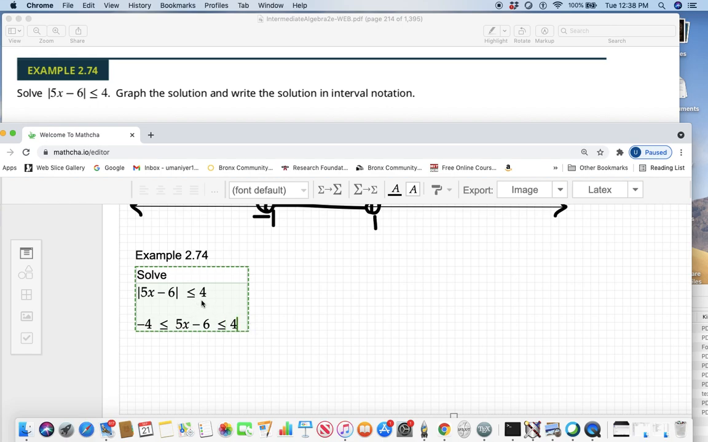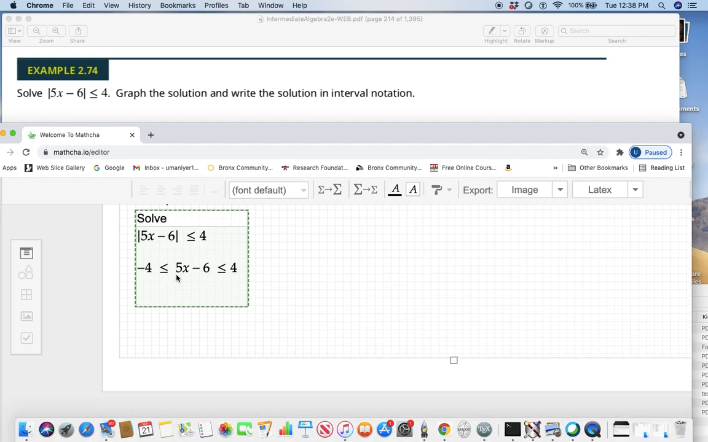So what did we do? We took the 4, wrote negative 4 here, positive 4 here, and the expression in between. Remember, this is less than or equal to, and that continues. This does not work for greater than or equal to, okay? It's only for less than or equal to. At this point, I can solve for x. So there are two inequalities here. So go through everything simultaneously.